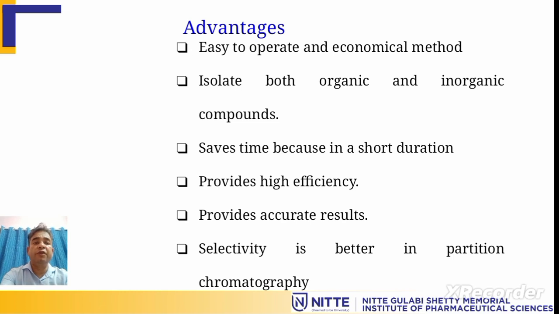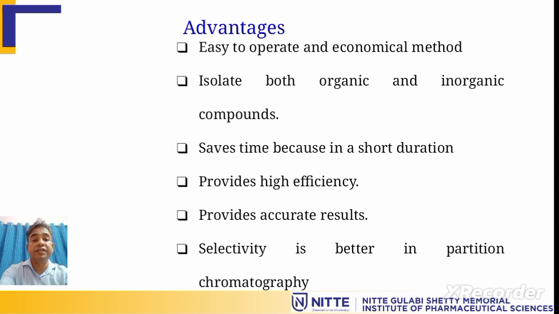What are the advantages of partition chromatography? The biggest advantage is that it is an easy to operate and economical method, right? It isolates both organic and inorganic components, and saves time because it happens in a short duration. When the polarity of the solvent is low, it takes a lot of time to run, but that doesn't mean too much time, right? It happens in an hour or so, and it also depends upon the length of the paper. If the length of the paper is small, it will be over in a small span of time, right?